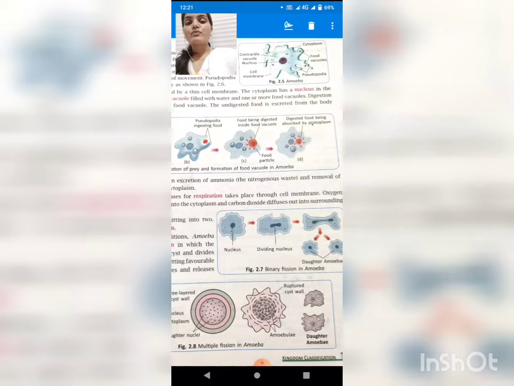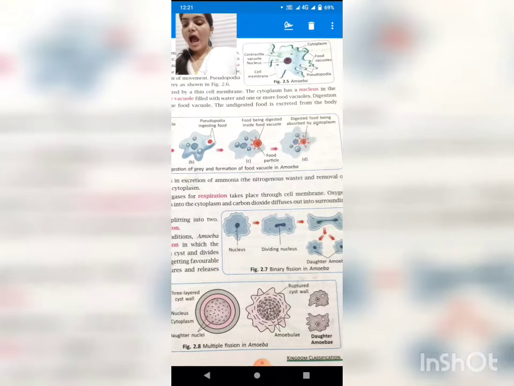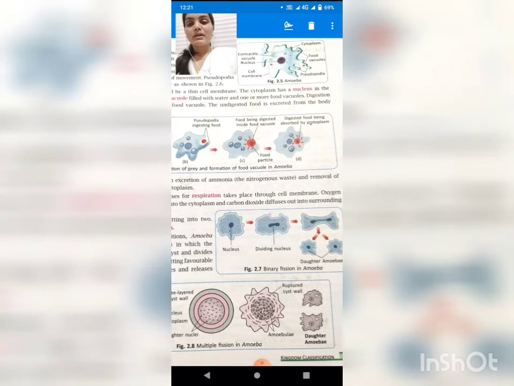Digested food is being absorbed by the protoplasm. Protoplasm means the liquid content present inside the cell. Okay, now how do they divide, students? See, the way they increase their number is by division. Binary fission is the most common process. With the help of that they divide themselves, meaning they increase their number.